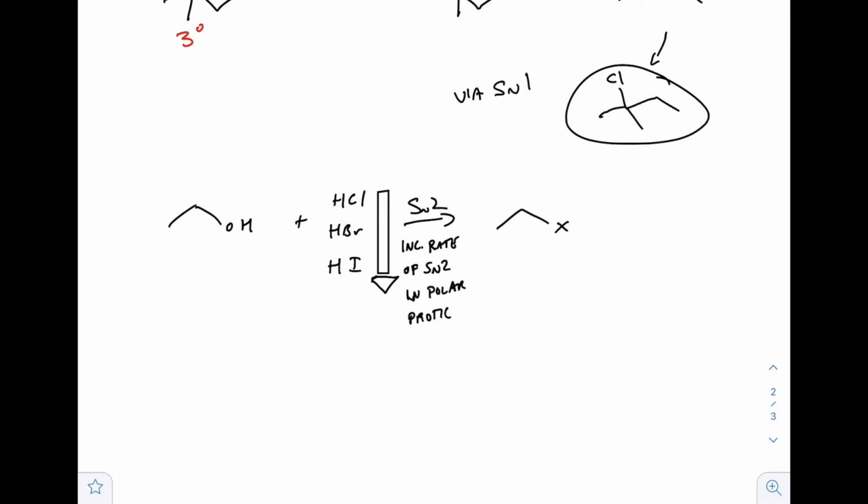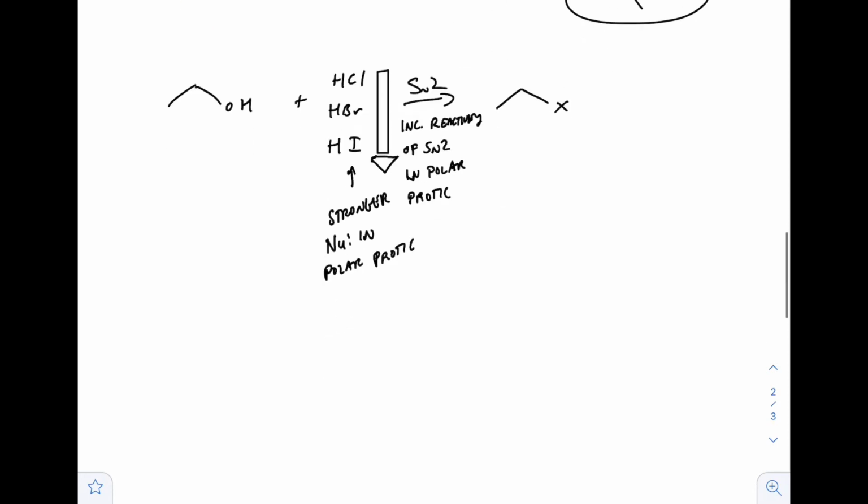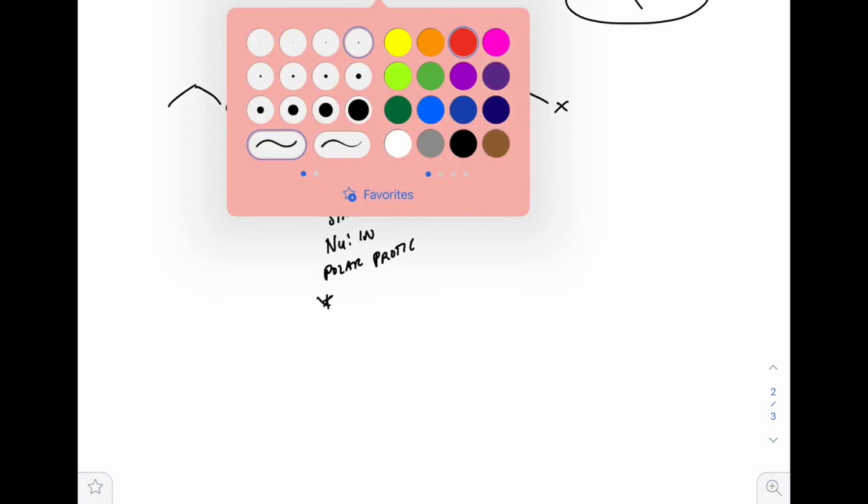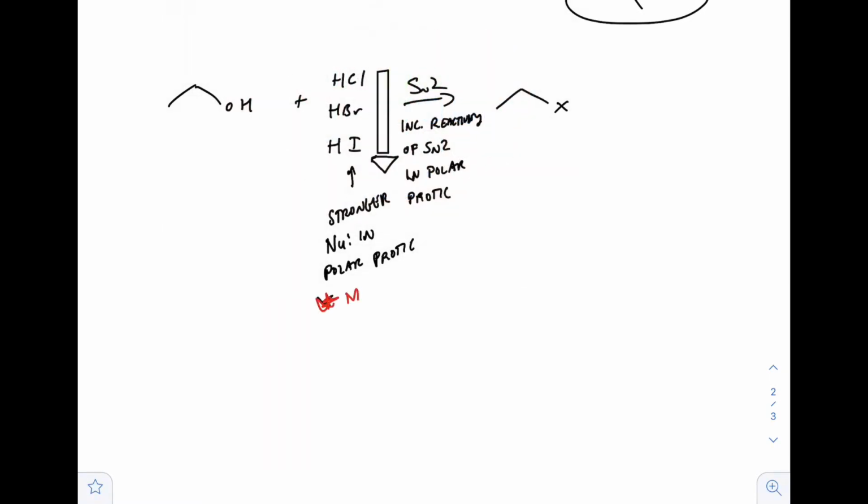Sorry, not an increased rate of SN2, but just the increased reactivity of SN2 in a polar protic solvent. That's because iodide is going to be our conjugate base, which is the source of that nucleophile, and iodide is a stronger nucleophile in polar protic solvents. And that's because it's larger and more polarizable.